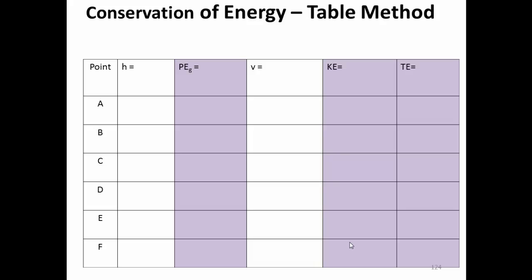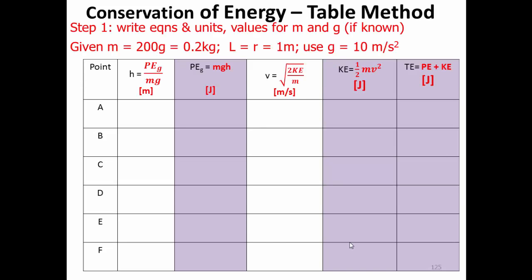You have this blank table, and we'll step through this and see how this table works. So the first thing you want to do on this table is you'll notice in our rows and columns that I have a height of the object and the potential energy due to gravity of the object, the velocity of the object, its kinetic energy, and then the total energy. On the labels for the rows, the rows are just the points that we're interested in, points A, B, C, D, E, and F for this situation.